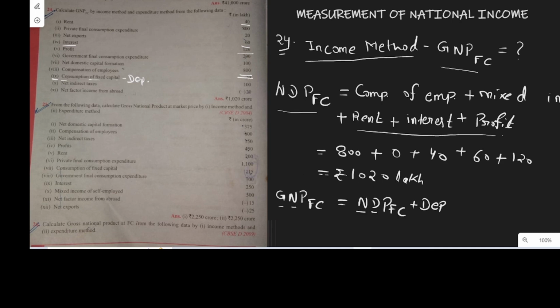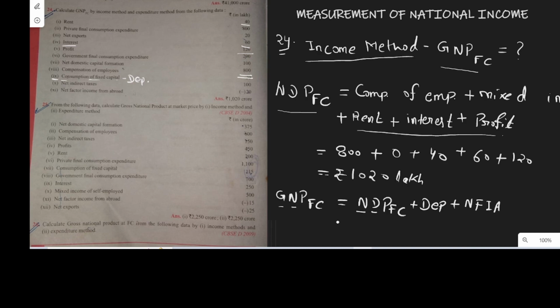From domestic to national, we need net factor income from abroad, and we are already given clearly net factor income from abroad. So I will simply add net factor income from abroad, or in short, I am writing it as NFIA. So domestic to national is done. Both are at factor cost, so no need to make any further change.